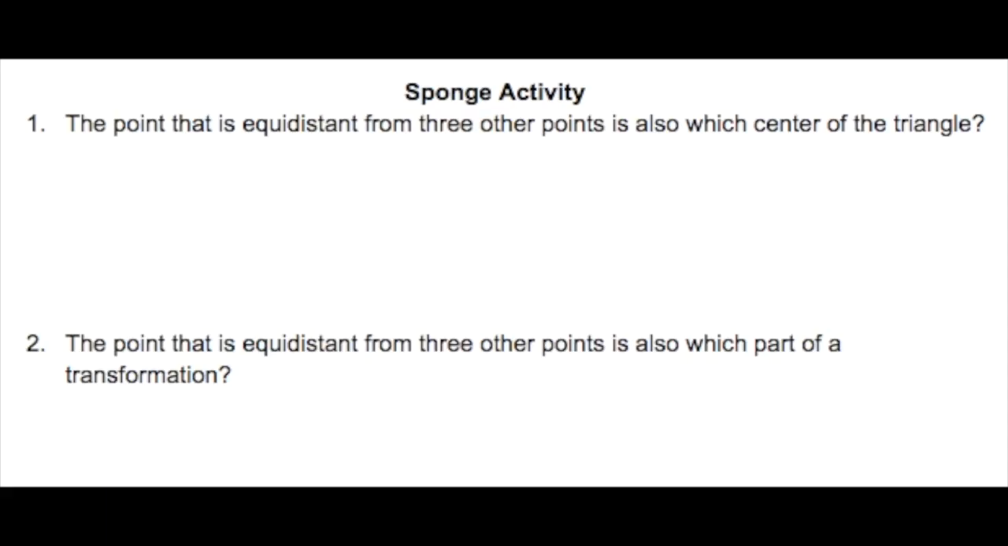Alright, now time for the sponge. We've got two problems here. Number one, the point that is equidistant from three other points is also which center of the triangle. Equidistant, by the way, means equal distance, same distance. And number two, the point that is equidistant from three other points is also which part of a transformation. So it's a certain part of a transformation. What is that part?